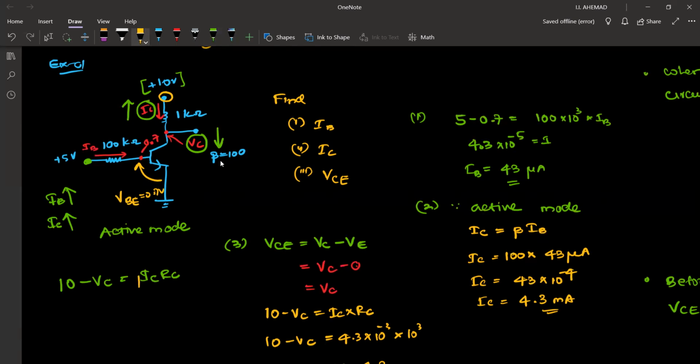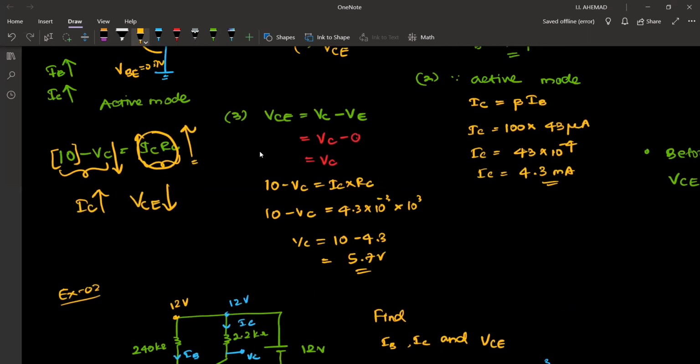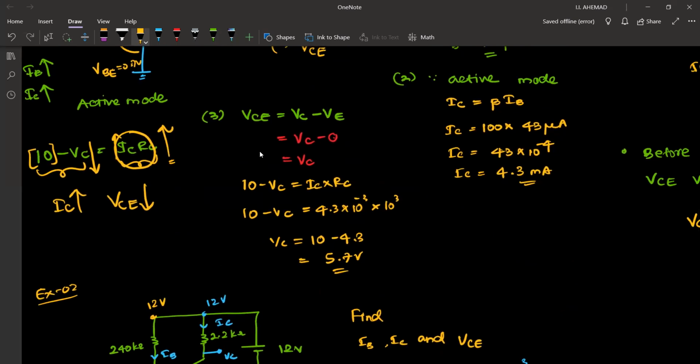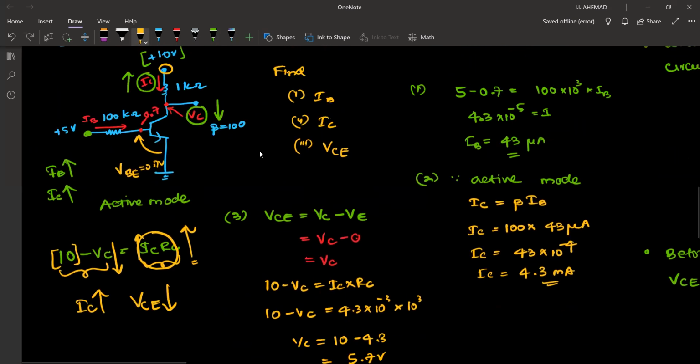If IC increases, this term will increase. If this term increases, the voltage potential drop also has to increase, right? But this is a constant value. Therefore, VC has to decrease. Did you get it? So if IC is increasing, VCE decreases. Is that idea clear? If IC increases, VCE decreases.